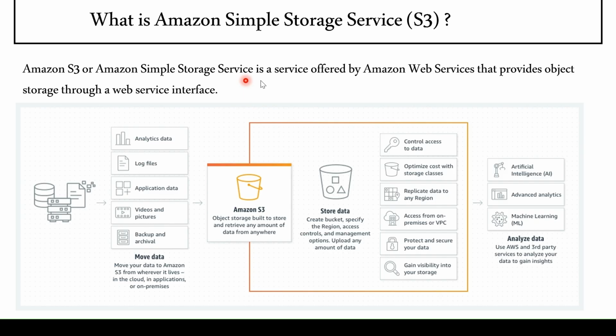Amazon Simple Storage Service is a service offered by AWS that provides object storage through a web service interface. It means S3, as its name suggests, simple storage service. It is a storage service provided by AWS or Amazon, and it stores the data in the form of objects, and we can always access this service through a web interface, that is our AWS management console.